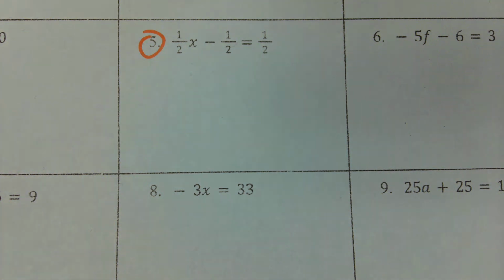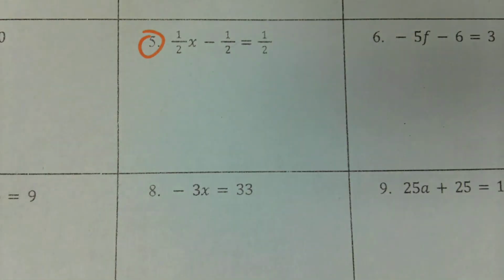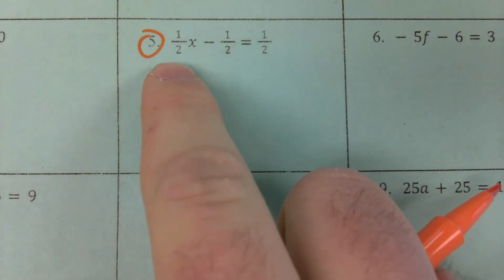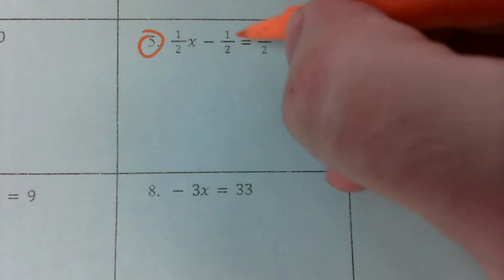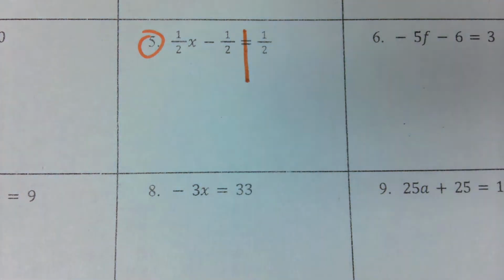Okay. So we're starting with number 5. We're going to do 5, 7, 10, and 11, all the fraction problems. So, number 5, we got 1/2 x minus 1/2 equals 1/2. We're going to split that equal sign right down there.